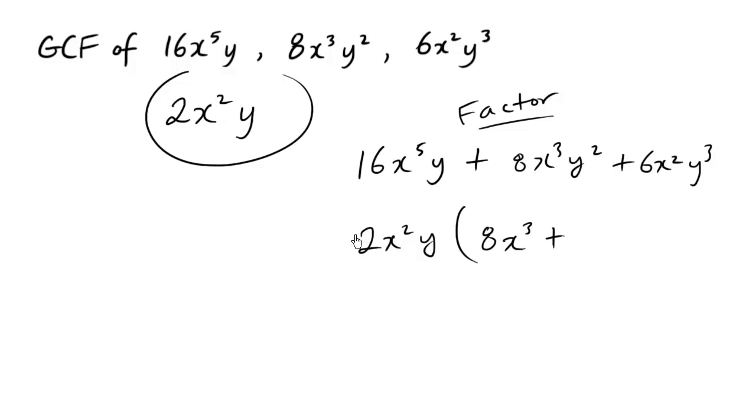So we have a positive sign here. 2 times what becomes this? It's going to be 4xy, because x squared times x is x cubed, y times y is y squared, plus 3y squared. 2 times 3 is 6. The x squared times 1 becomes x squared. y times y squared is y cubed.